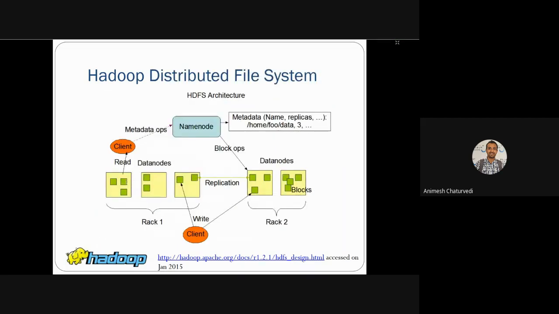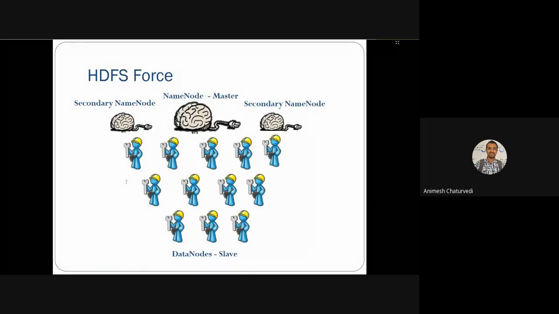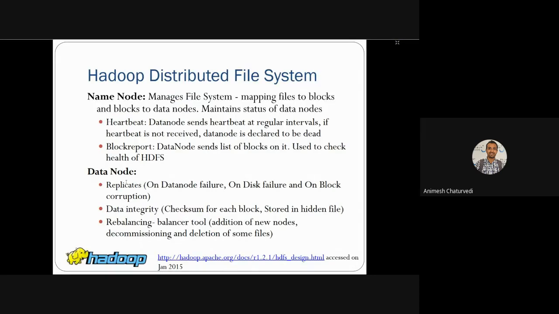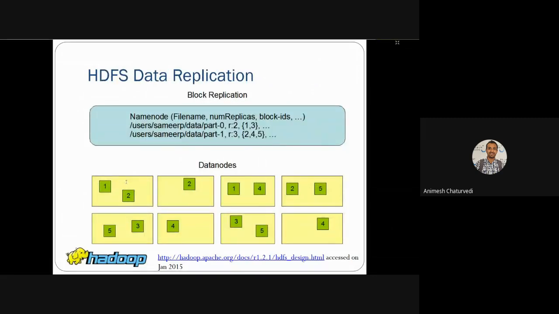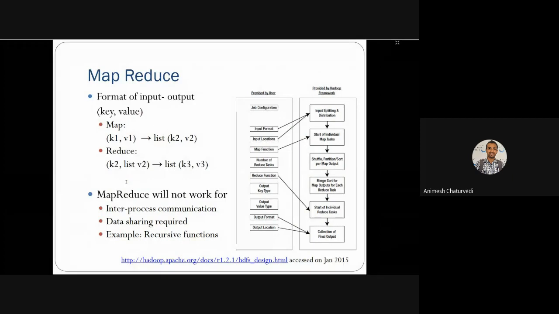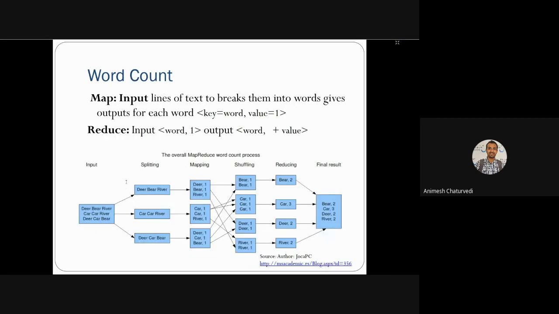In the Hadoop distributed file system, we discussed name node and data node. We discussed how the secondary name node would be part of it, and they could work with the data node as a slave. Thereafter, we discussed details of name node, data node, and block replication. We discussed MapReduce, what features and functions are given by the Hadoop framework, and what features and functions we have to write in the Hadoop MapReduce code. Thereafter, we discussed a small example of word count, a very famous example.